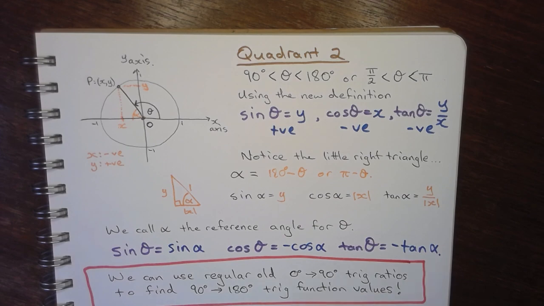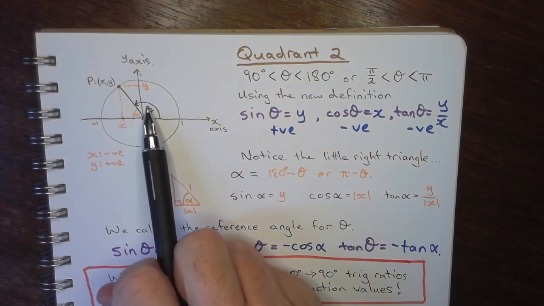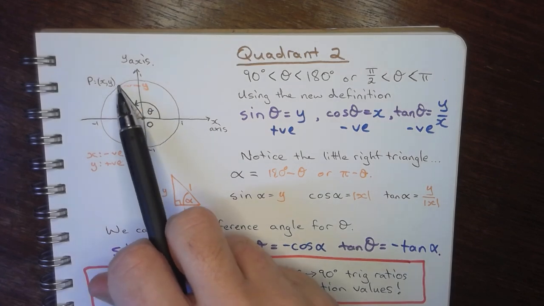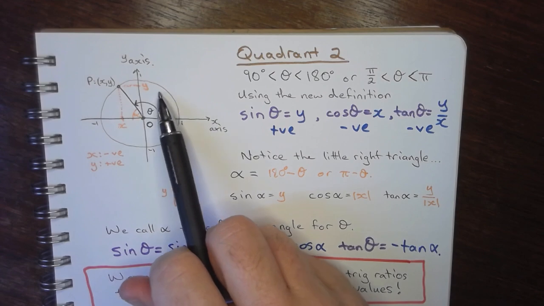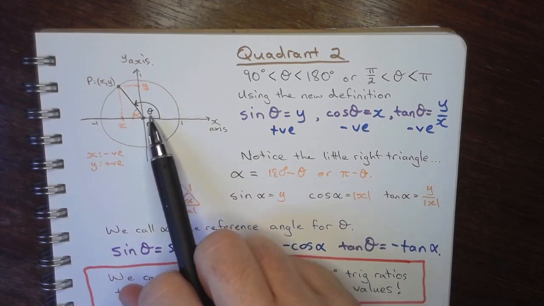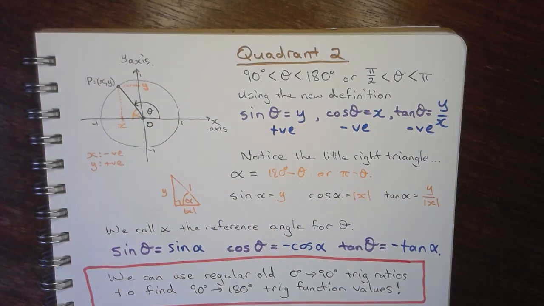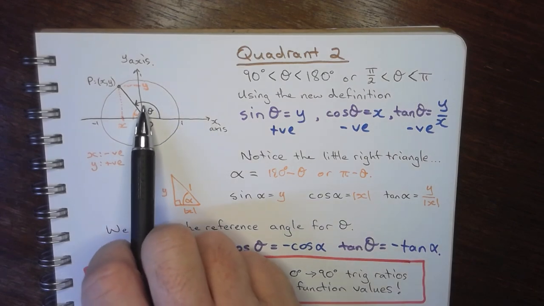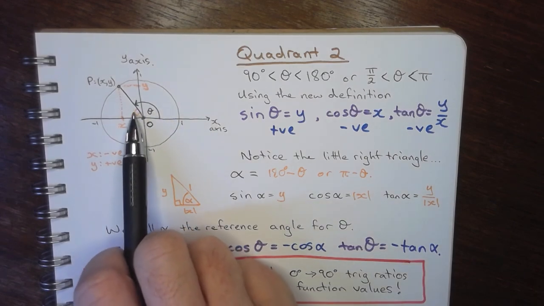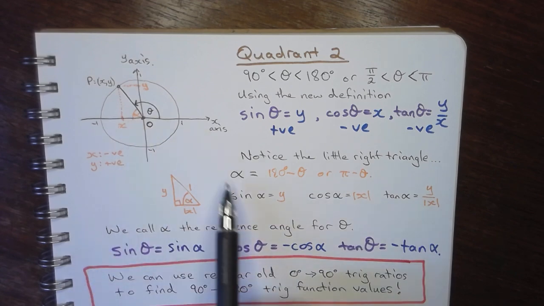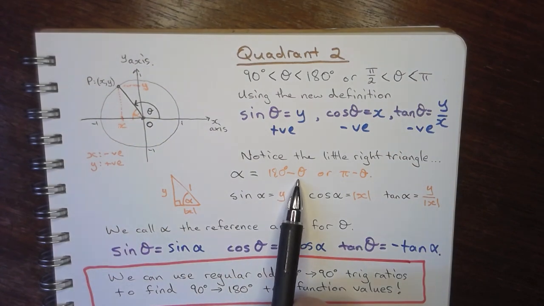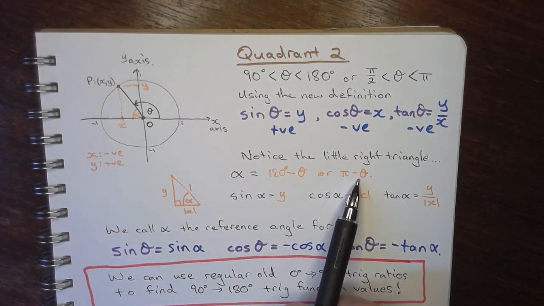Now, how do we actually figure out what those values are? Because we might know what theta is, but we don't know what the location that it goes to is. Well, it turns out we can use all those regular old values that we do know from back in quadrant 1 from the old trig ratio definition, because when you sweep this angle theta out, notice there's a little angle in here. I've called it alpha. You might not be able to see that very well. Alpha is the angle that's left over to get us to 180. This alpha is actually 180 minus theta, or pi minus theta if you're working in radians.